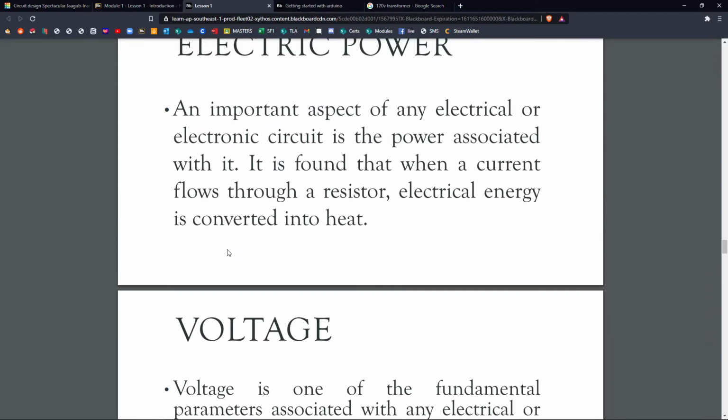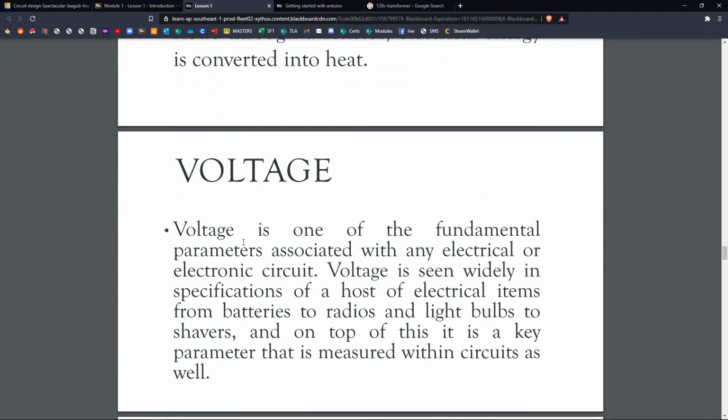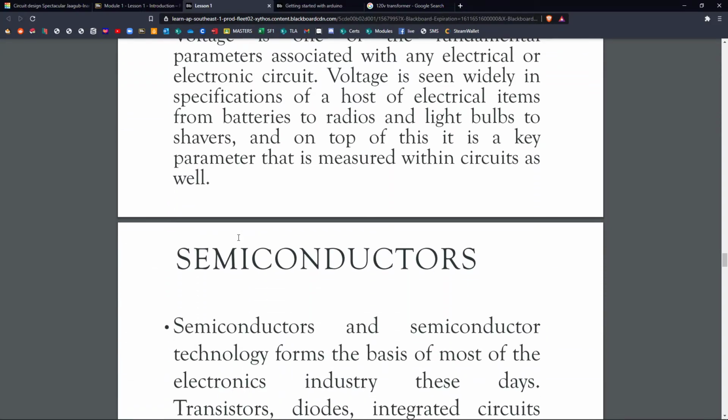So electrical power, okay. Voltage is one of the most fundamental parameters. Voltage is seen widely in specifications of a host of electrical items. So I've already explained what voltage is earlier.